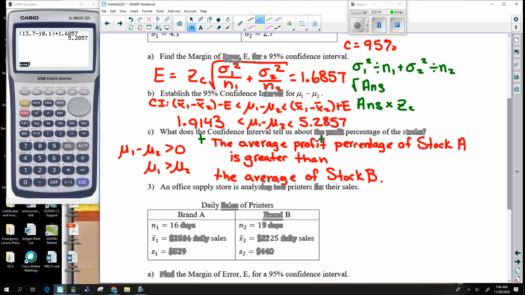It's just like the problem that we got done doing. So again, if this were a negative positive, then the words that we would say is we are unable to prove a difference between the average profit percentage of stock A versus stock B.